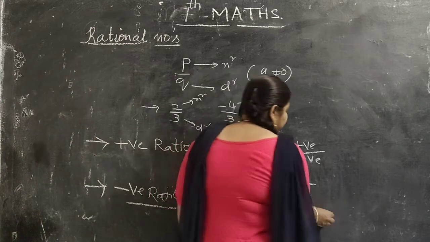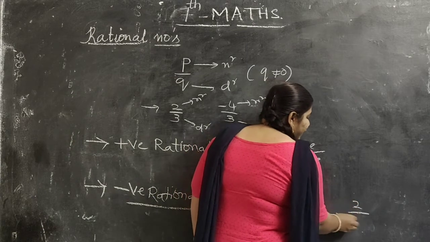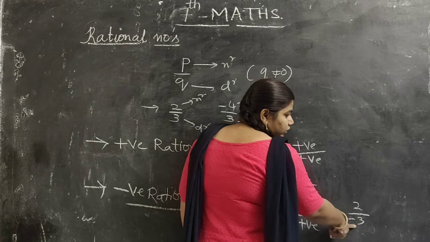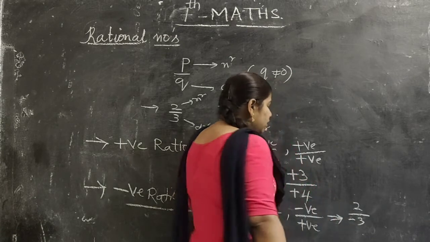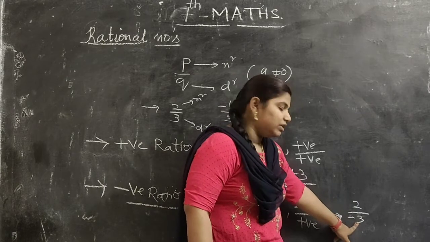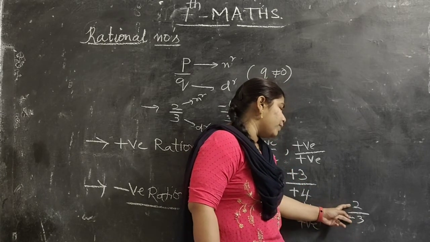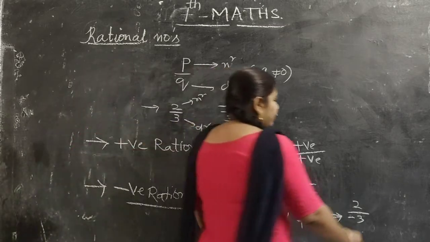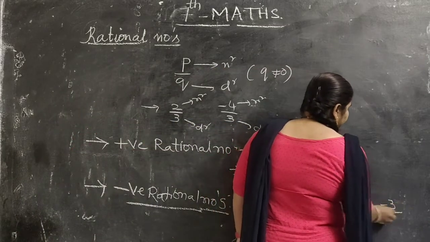Suppose we take one example here, 2 by minus 3. In the numerator we have the positive sign, and in the denominator we have the negative sign. So this number, 2 by minus 3, we can call a negative rational number. In the same way you can take minus 3 by 4.